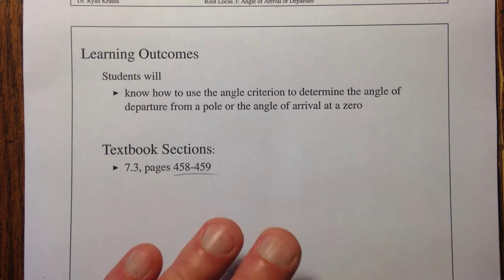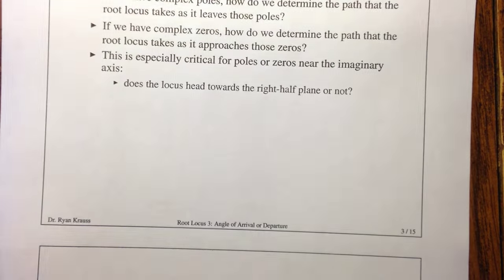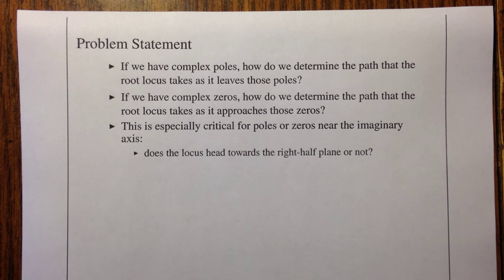Section 7.3. So the question we're trying to address is, if we have complex poles or zeros, and specifically starting with complex poles, how do we determine the path that the root locus takes as it leaves those poles? Or alternatively, if we have complex zeros, how do we determine the path that the root locus takes as it approaches those zeros? And this can be particularly critical.